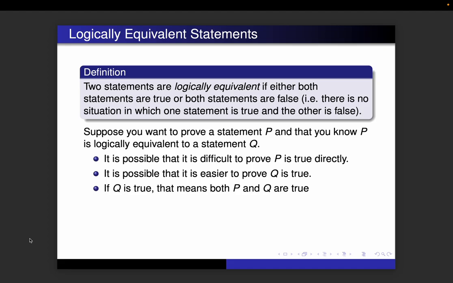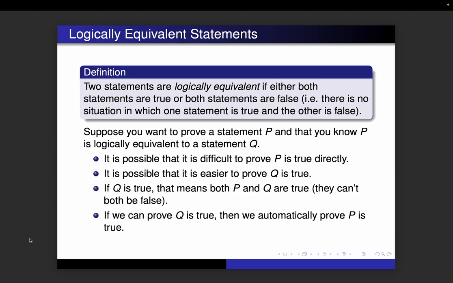The nice thing is, if Q is true, that means that both P and Q are true. Remember, our only two choices are either both P and Q are true or they're both false. That's what it means to be logically equivalent. And we know they can't both be false because Q is true. So if we can prove that Q is true, then we automatically prove P is true, even though it is a different looking statement.